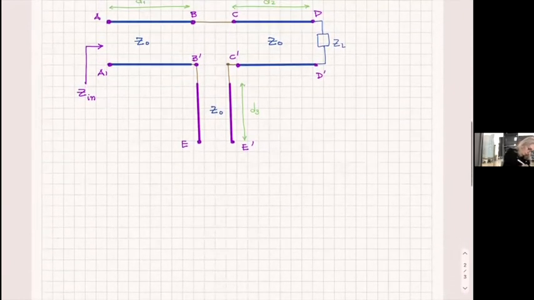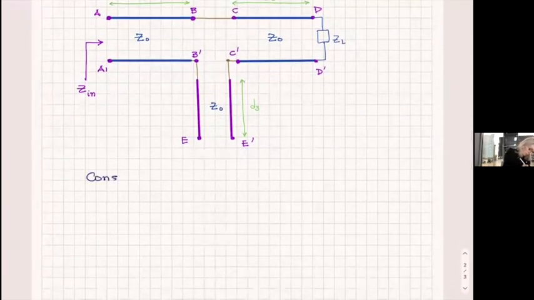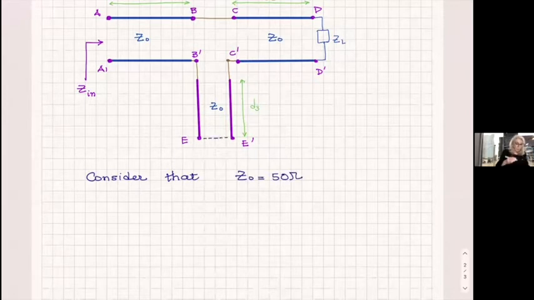All right, so consider that. What do I give you? Z naught is equal to 50 ohms. All right, so this one is open. A lot of times I will show the open like that. Well, maybe I don't want you to consider it as a short. So you need to remember that if I do it, I need to do it a little better. So it's going to be like this. That means open, all right?